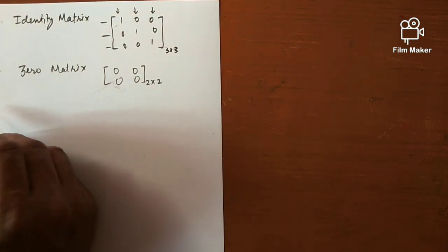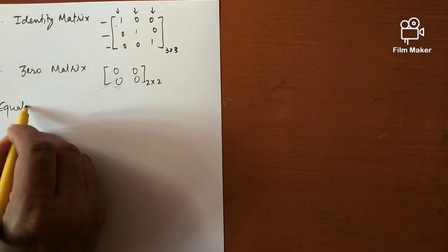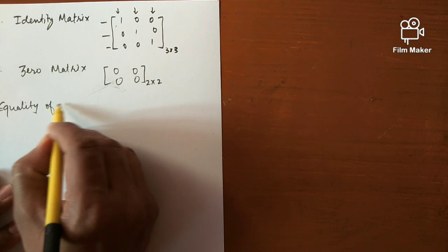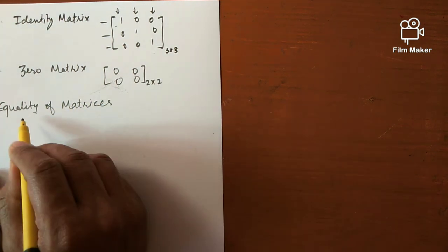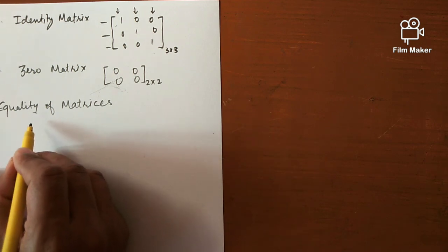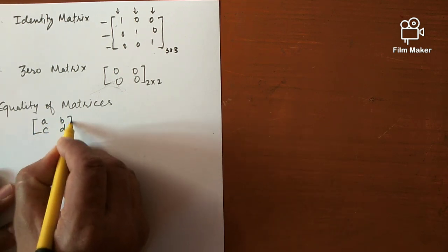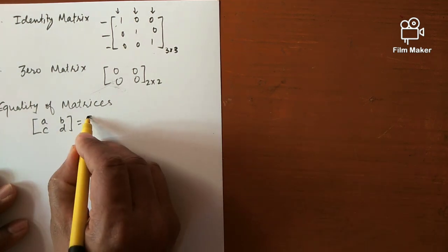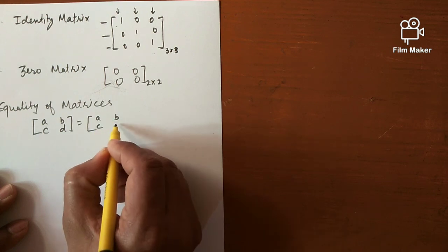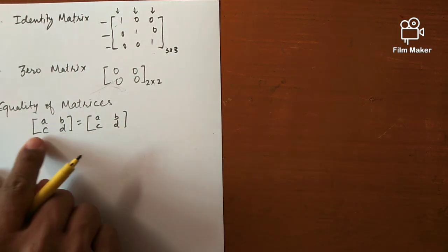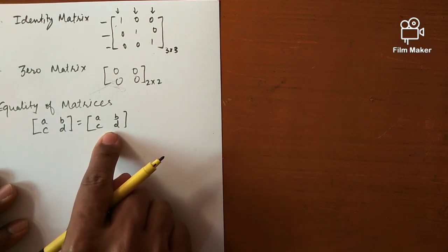Now we'll move further to another concept, which is equality of matrices. Equality of matrices means, for example, if this is A, B, C, D, and there is another matrix which is also A, B, C, D, then you can say these two matrices are equal.